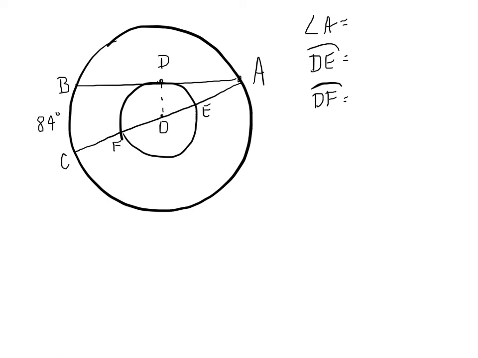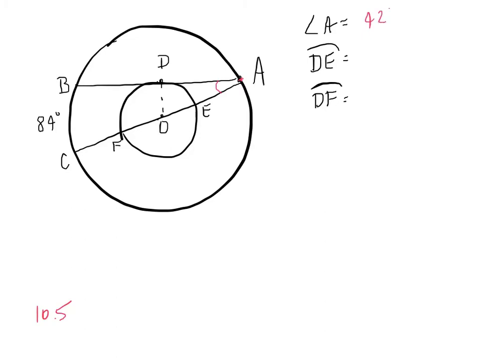So let's do a quick example with some theorems we learned in 10.5. We know that arc BC has a measure of 84 degrees and we're looking for angle A to start. If we look at angle A compared to the outer circle, it looks to me like angle A is an inscribed angle. It's got a vertex on the circle. So that theorem tells us that the angle here should be half of arc BC, so that should be 42 degrees.